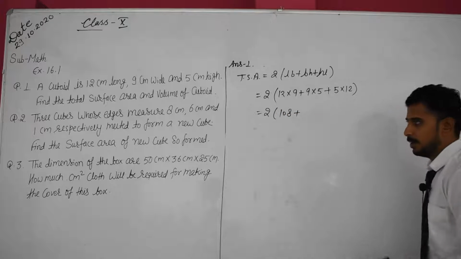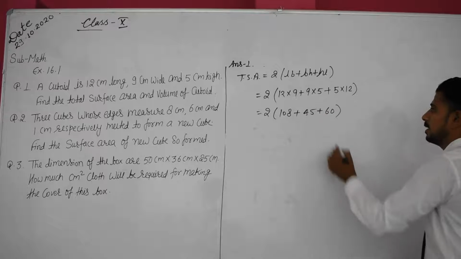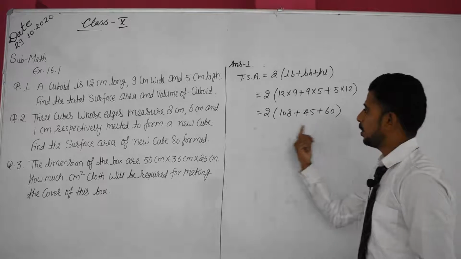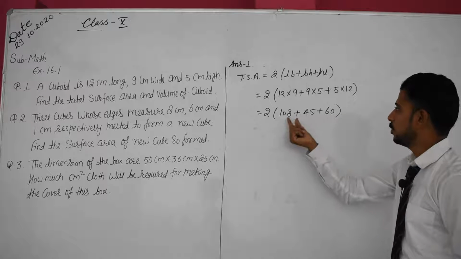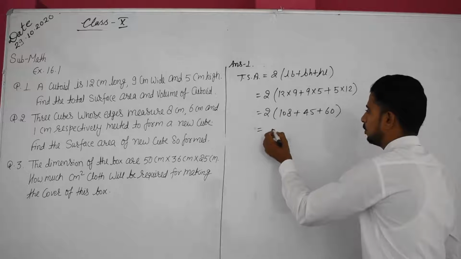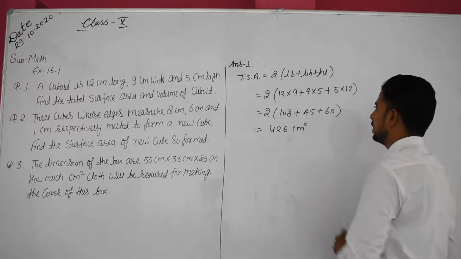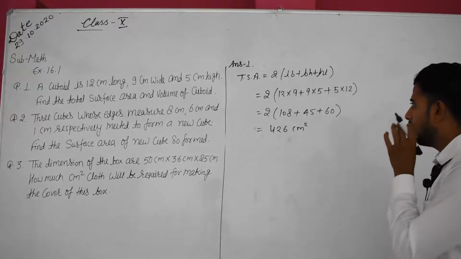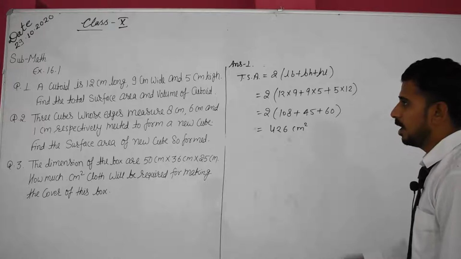You can solve: 9 fives are 45, plus 12 fives are 60. The rule is, first solve the bracket: 60 plus 45 is 105, plus 108 is 213. 213 multiplied by 2 means 426 square centimeter. 426 square centimeter is the total surface area of the cuboid.